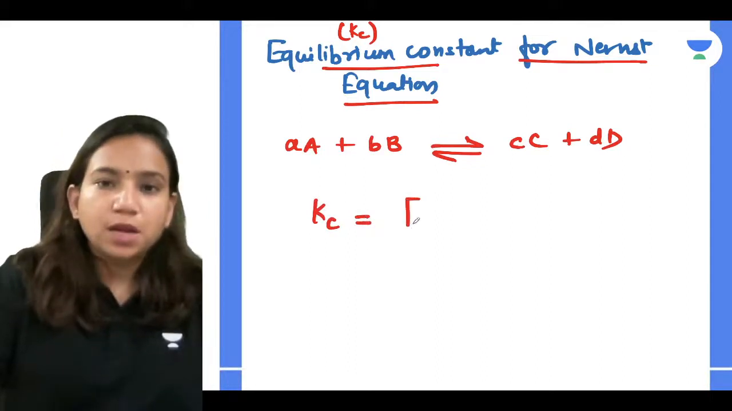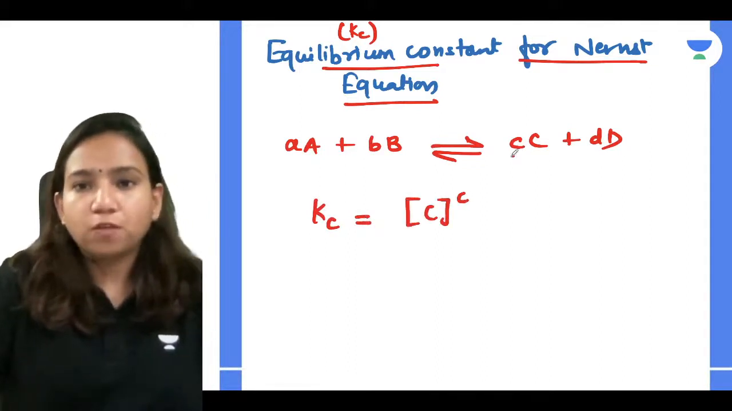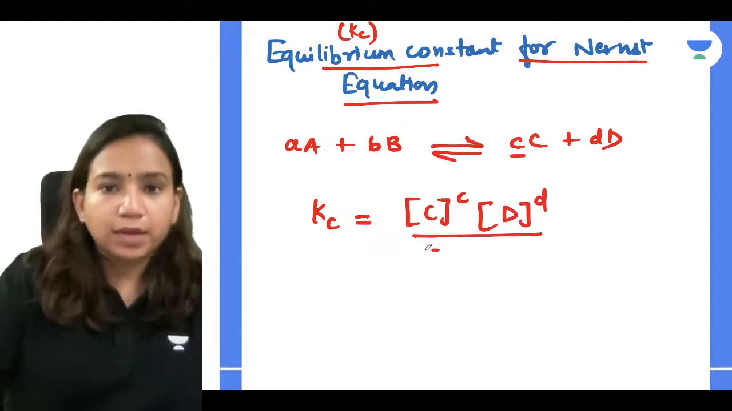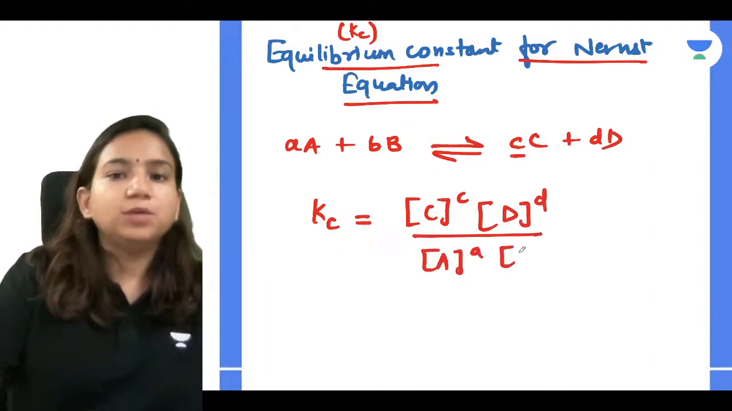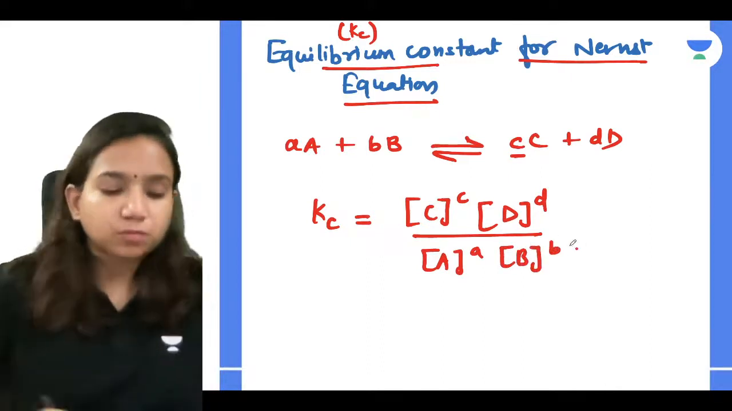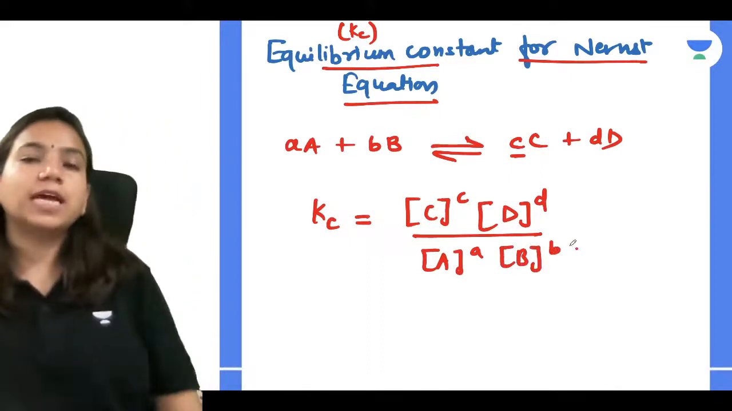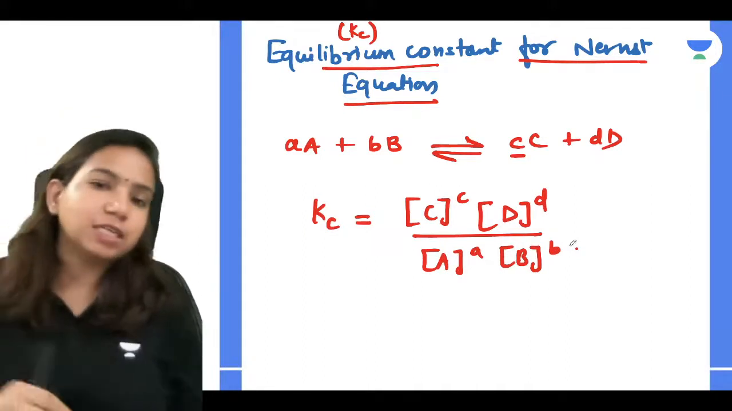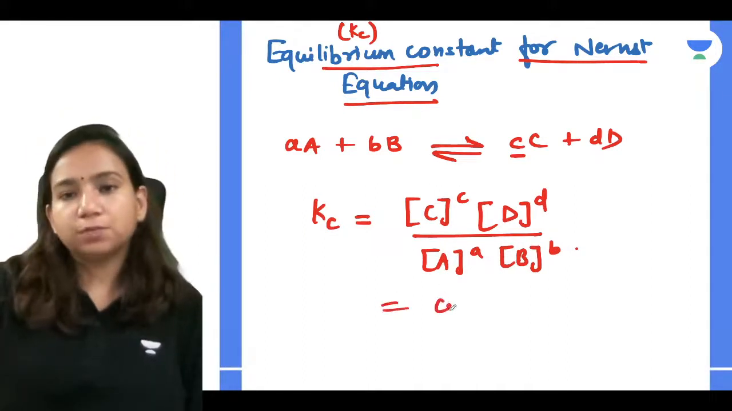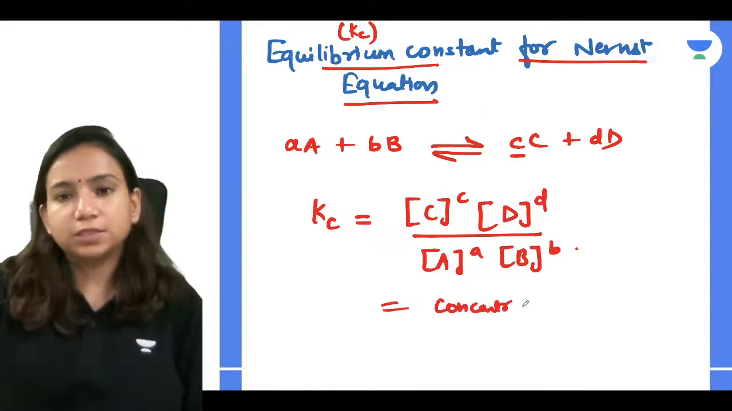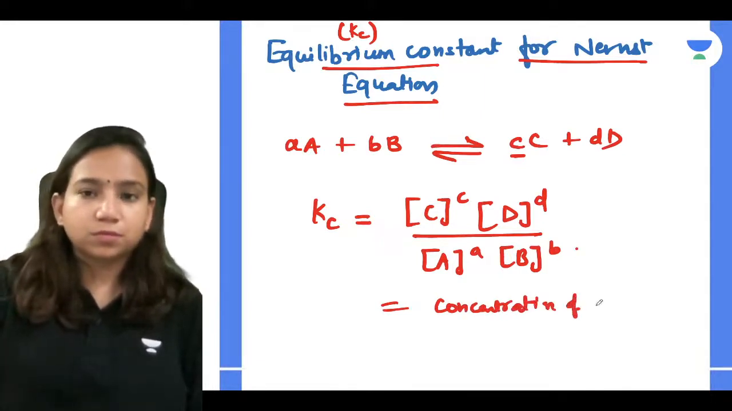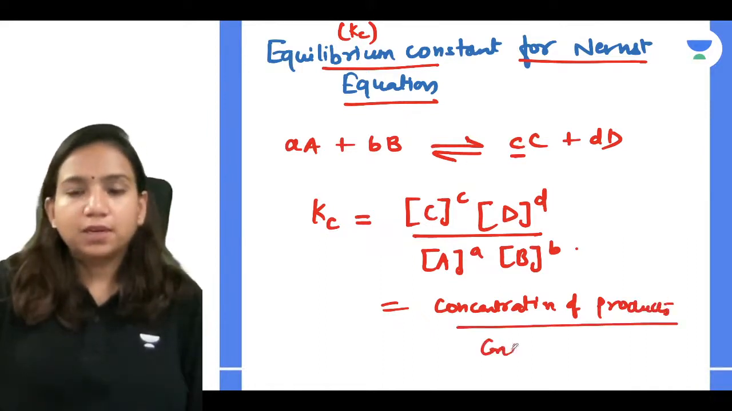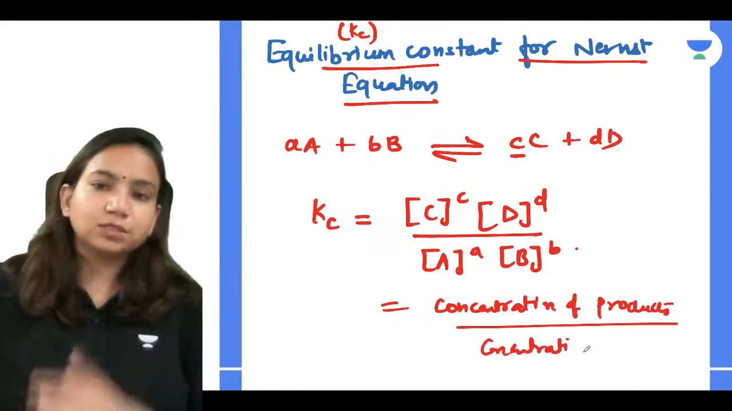It's very simple. Concentration of products raised to the power of their stoichiometric coefficients, C to the power c, D to the power d, divided by A to the power a and B to the power b. So what you can understand here is simple: how we used to write the equilibrium constant is nothing but concentration of products divided by concentration of reactants.